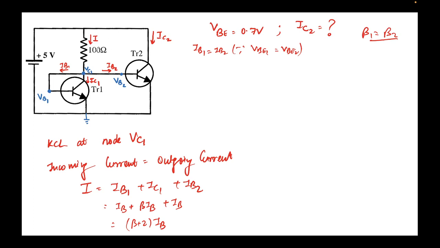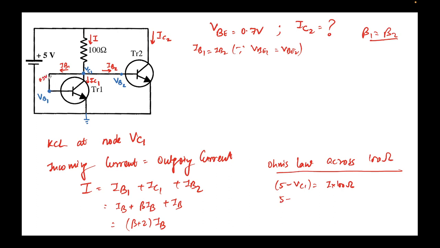Now, if I apply Ohm's law across this 100 ohm resistor, I can write V, that is 5 volts, minus VC1 equal to I times 100 ohms. So what I'll get is 5 minus, now what's the value of VC1? Note, this is 0, and we were given VBE equal to 0.7. So this node is at 0.7 volts, right? And this is the same node as this. So VC1 will also be 0.7, equal to I times 100. This will give me I equal to 4.3 over 100, which is 43 milliamps. So if I put this over here, I get beta plus 2 IB equal to 43 milliamps. This is the expression that we have obtained.